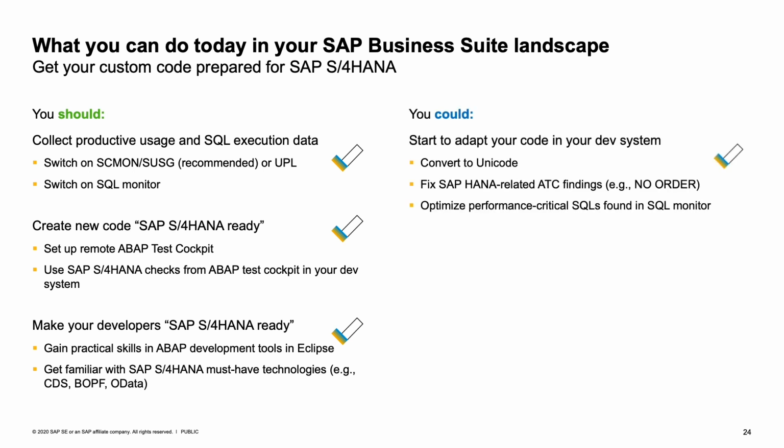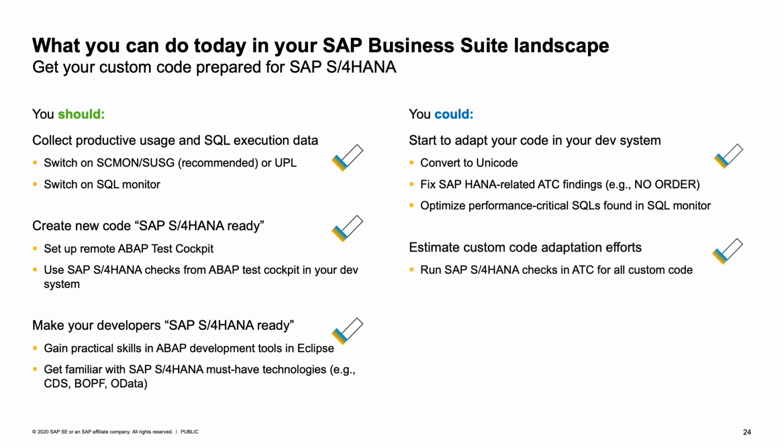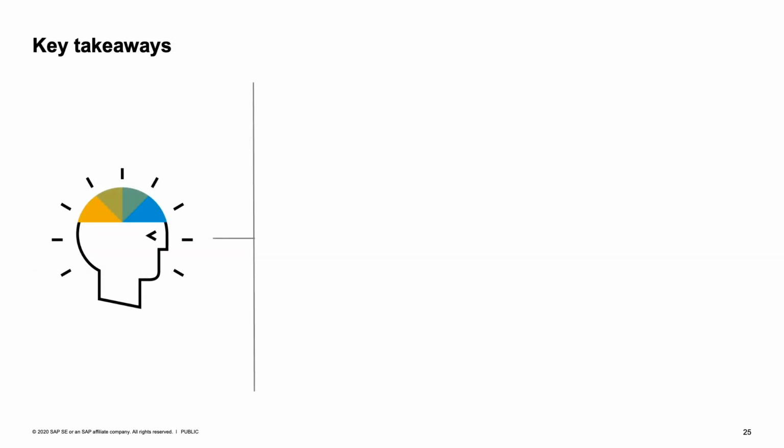You could also start to adapt your code in your development system. For example, if you are on the SAP HANA database, you can fix SAP HANA related findings, and you can optimize also performance critical SQLs found in SQL Monitor. And you can also start to evaluate your custom code adaptation reports by setting up the remote ABAP test cockpit and run S4HANA readiness checks for your custom code.